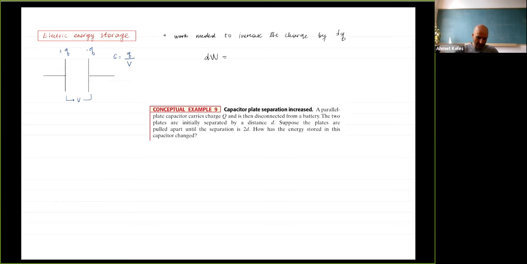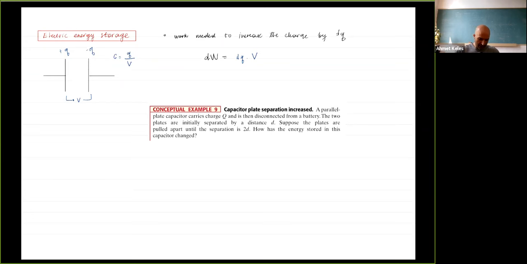Now I would like to calculate the work needed to increase the charge by a little bit. I want to calculate the work I need to do to take a little bit of charge dq from here and move it here. Or if you like, I want to find the work I need to increase the charge by dq. I know how to do this. If I have a certain amount of charge and I have the potential, that's the amount of work I need to do. That's what we learned last week, right?